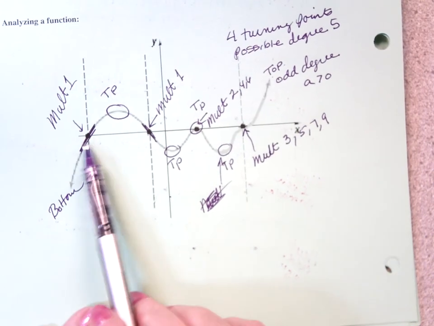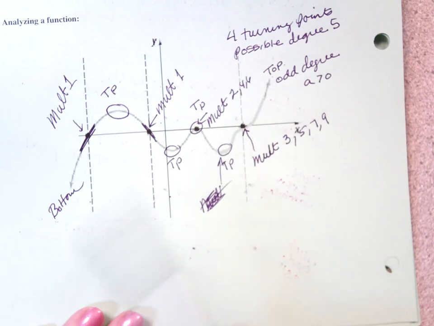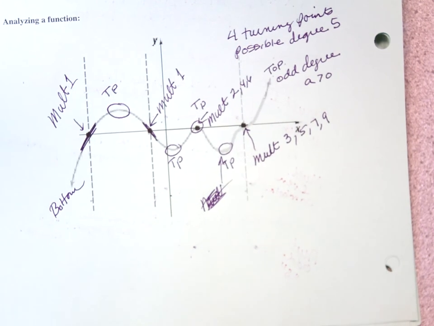Now, if I knew what those zeros were and their multiplicities, I could give you a possible original polynomial. But I don't have the zeros.